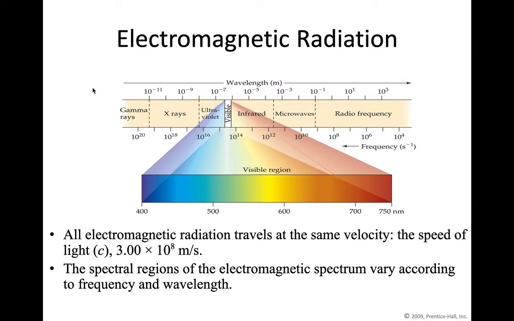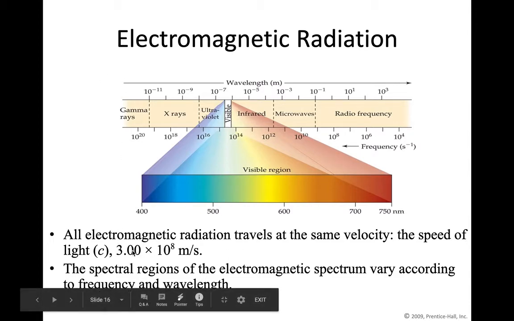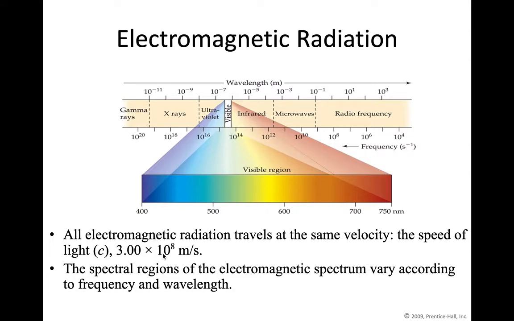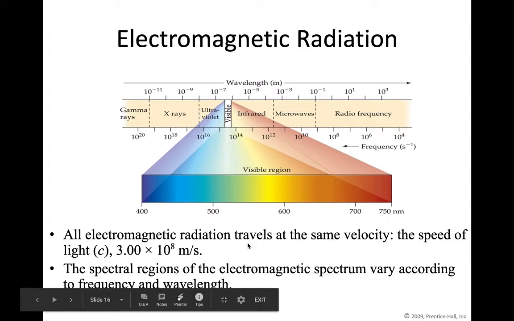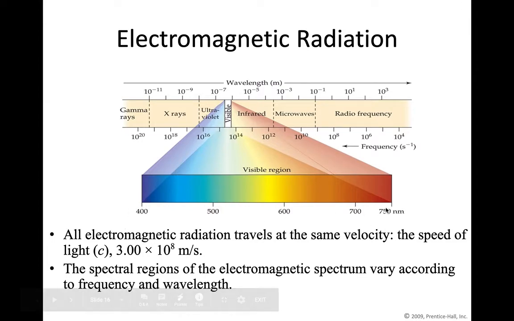You might not think that electromagnetic radiation fits in with the atomic structure idea, but they're actually very interconnected. So if you recall our discussion on light, photons, and electromagnetic radiation, some of the main ideas were that all of this radiation travels at the same speed, the speed of light, 3 times 10 to the 8th meters per second. And our visible light is the region from 400 to 750 nanometers. We've got variation here in wavelength and frequency.